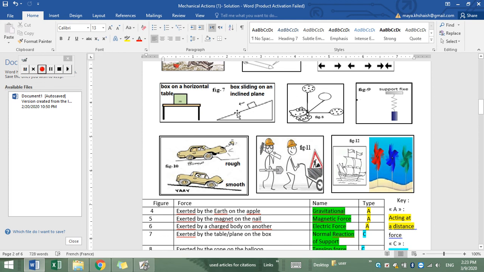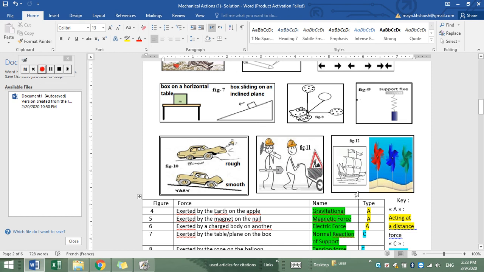Similarly here, in the inclined plane, a box is sliding down. Why doesn't it fall downward vertically? Because again the table here is exerting a normal reaction of support. Why is it called so? It's called a normal reaction of support since it is always perpendicular to the support, and we are going to show this later on while discussing this sheet.